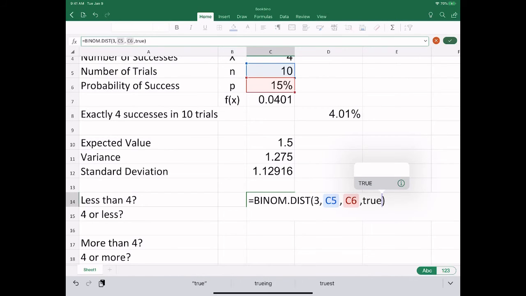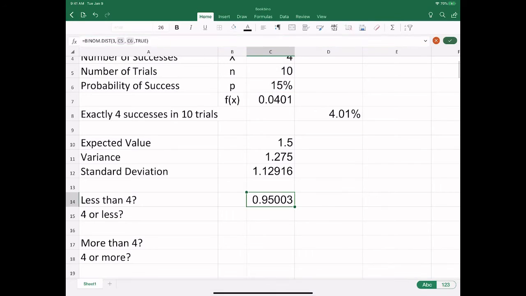When I enter true, and I'm happy with that, and I hit the green check, it tells me that less than 4 of those 10 people is 0.95003. Now I could change that to a percentage. It would come out 95%, but it's not necessary.